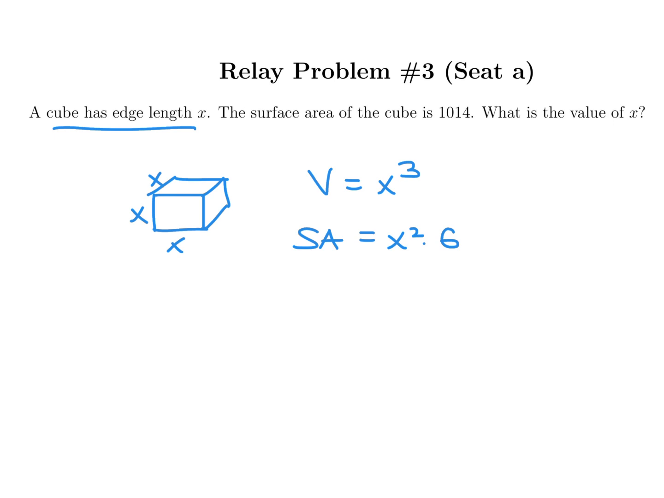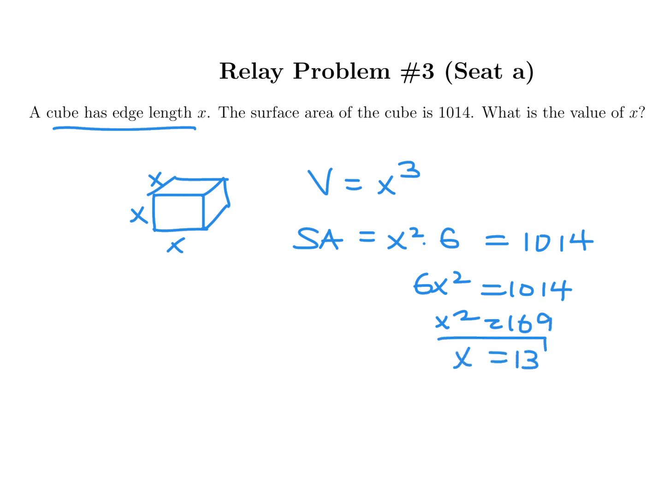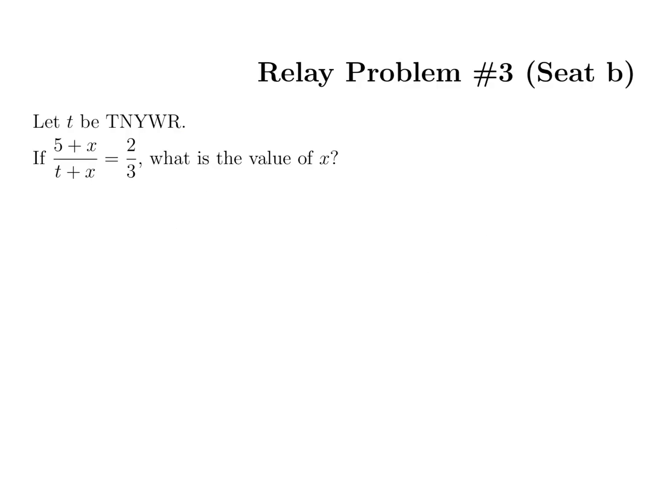So what are they saying here? The surface area is 1014. Oh, they don't even talk about volume. I don't even know why I even wrote that. So 6x squared is 1014. So that means x squared would be 169. And therefore x is 13. Oh, okay, that's all they wanted. It's just the value for x. So that means t is 13.